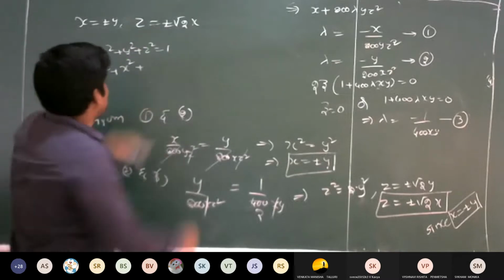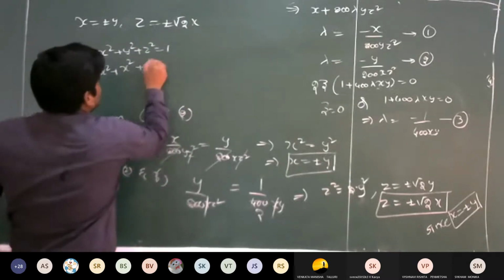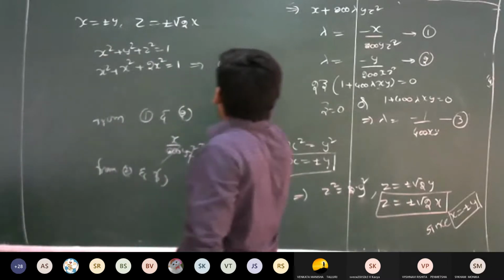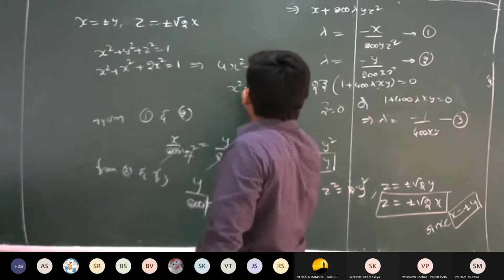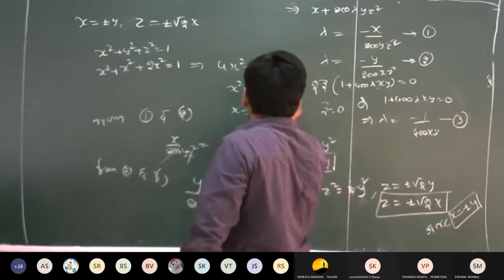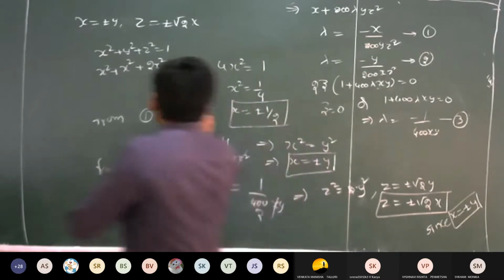Next, what is z? z is equal to root 2x whole square. This is nothing but 2x square, that is equal to 1. So 4x square is equal to 1, x square is equal to 1 by 4, x is equal to plus or minus 1 by 2.